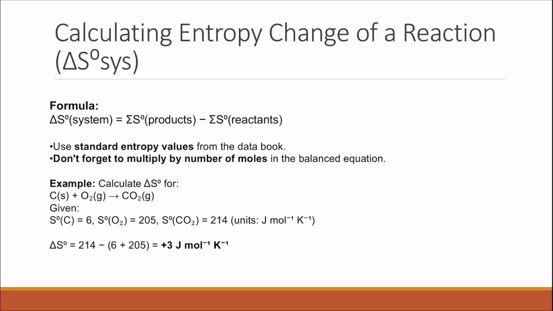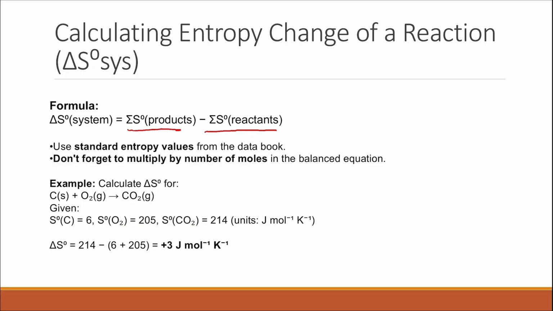So the formula for how to calculate the entropy change for a certain system or for a certain reaction will equal the total of the standard entropy of the products minus the total of the standard entropy of the reactants. Usually they will provide you in the exam with the standard entropy of the different reactants and products and ask you to calculate the entropy change.